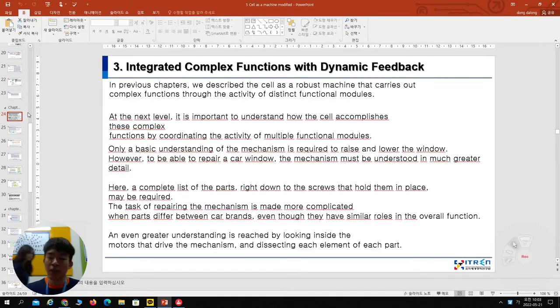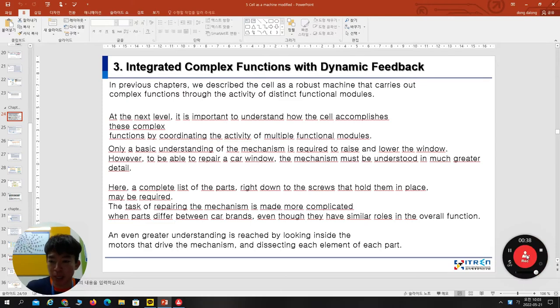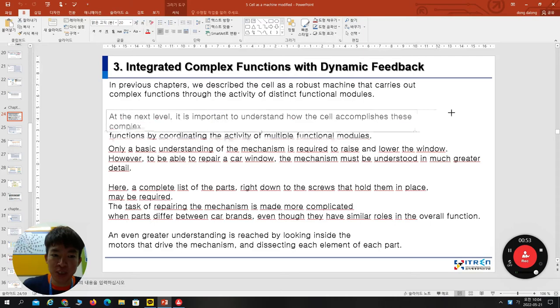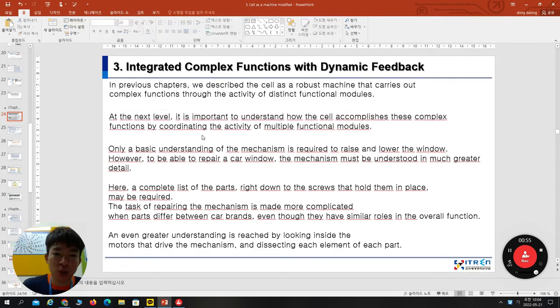So along with the last class, now we are going to chapter 3. Chapter 3 is about integrated complex function with dynamics feedback. In the previous chapter, we described the cell as a robust machine that carries out complex functions through the activity of distinct function modules. At the next level, it is important to understand how the cell accomplishes this complex function by coordinating the activity of the multiple functional modules.